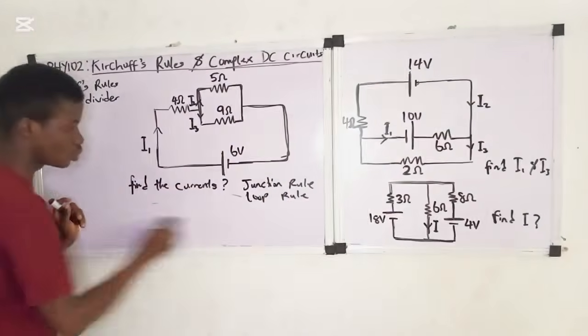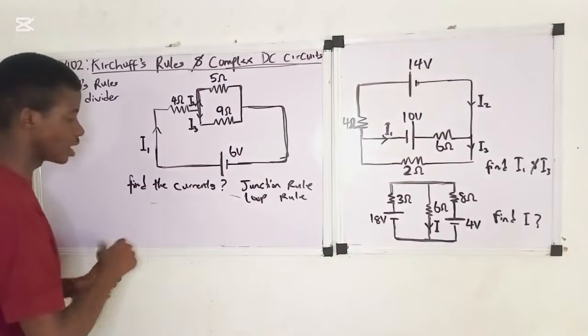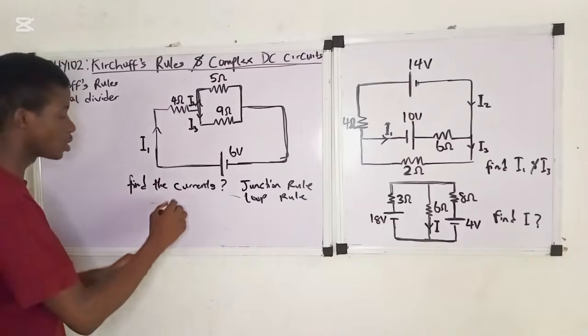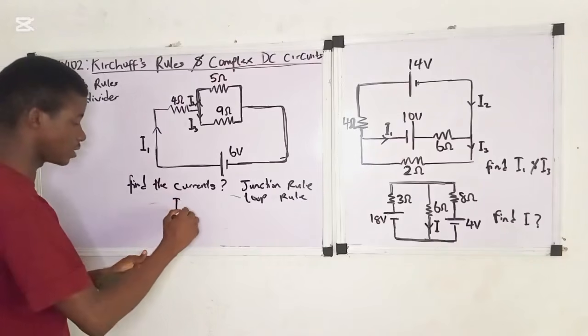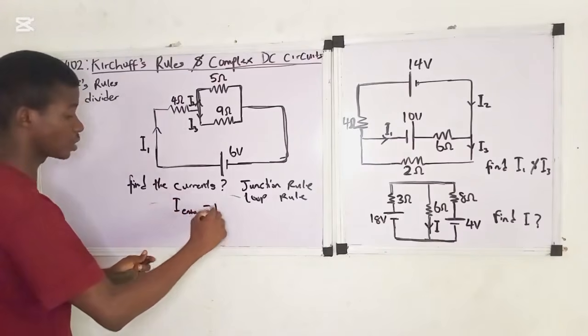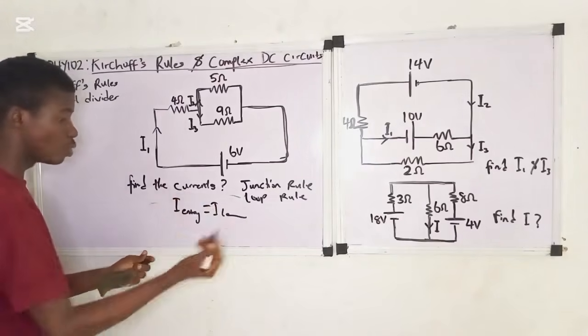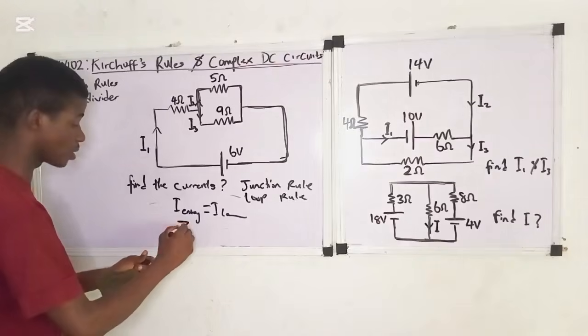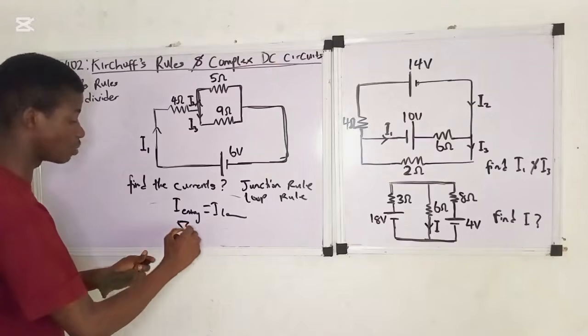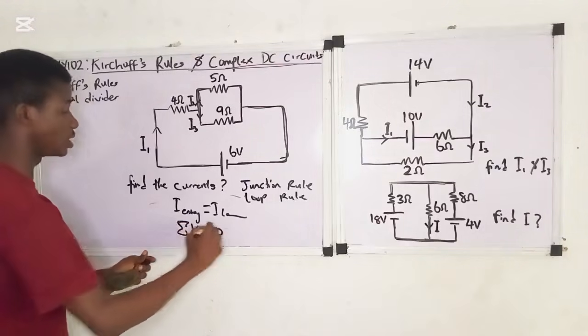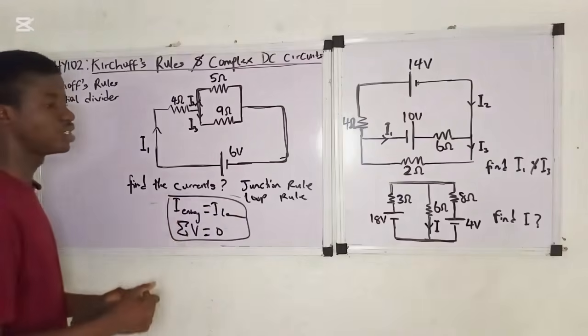To sum up these two rules, the first rule is the junction rule. What does the junction rule tell us? The junction rule tells us that the current entering a junction equals the current leaving a junction. While the loop rule tells us that the total potential difference across each component of a circuit equals 0, right? So take note of these two rules.